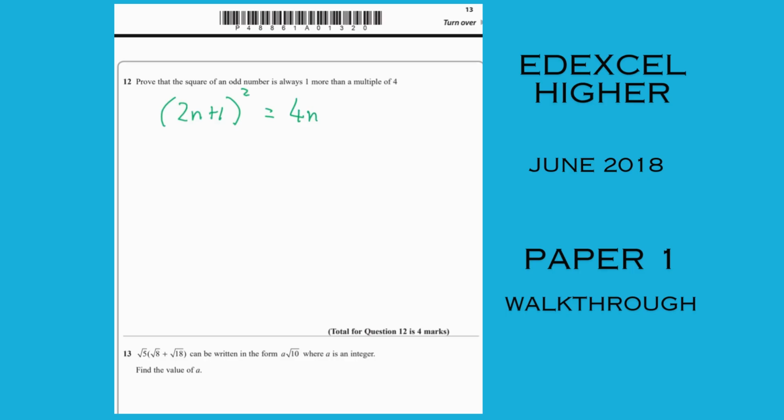So we get square the first, square the last, times the 2 together and double it. And look what you can do here. Take a 4 out. Anything times 4 will be a multiple of 4. And job done. It has to be a multiple of 4 plus 1. That's it.